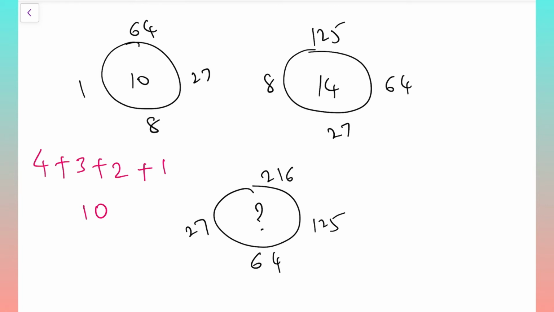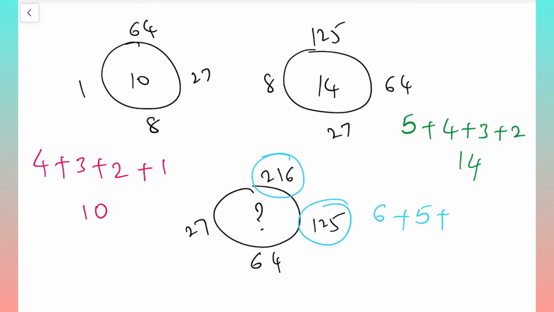Now next second figure. 125 is which cube? 5 plus 64 4 cube. 27 3 cube plus 8 2 cube. Now let us add all this. 5 plus 4 9, 9 plus 3 12, 12 plus 2 14. Exactly, that is the middle number. Now let us apply the same logic here also. Cube root of 216 6 plus cube root of 125 5, cube root of 64 4, cube root of 27, it is nothing but 3. So now if you add all these numbers, 6 plus 5 11, 11 plus 7 18. So the missing number is 18.